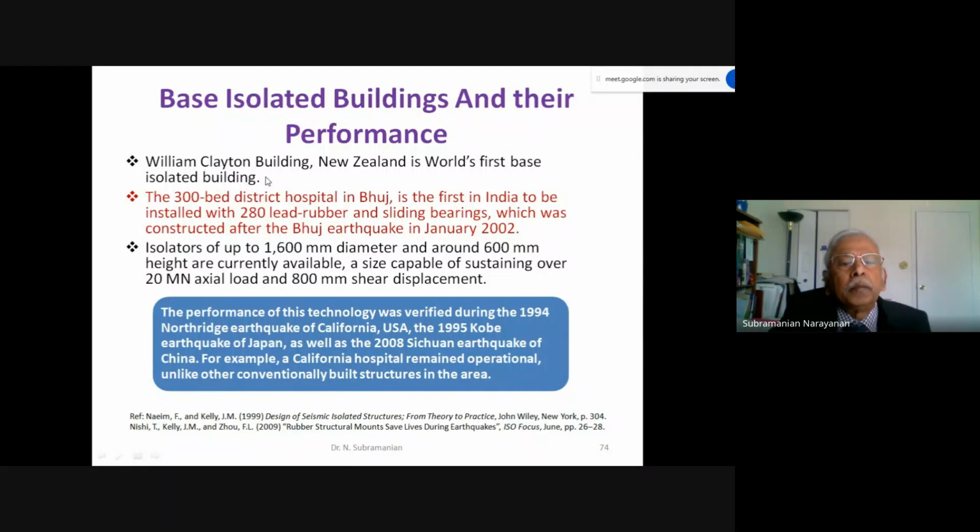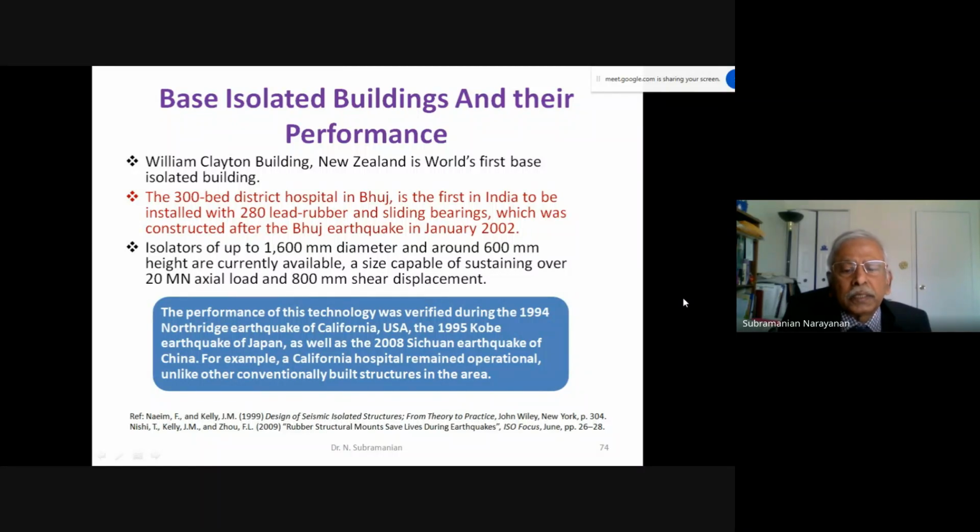William Clayton Building in New Zealand is the world's first base isolated building. And in India, the 300-bed district hospital in Bhuj, after the January 2002 Bhuj earthquake, has 280 lead rubber and sliding bearings. Isolators of up to 1600 millimeter diameter and about 600 millimeter height are currently available. This size is capable of sustaining over 200 mega Newton axial load and 800 shear displacement.